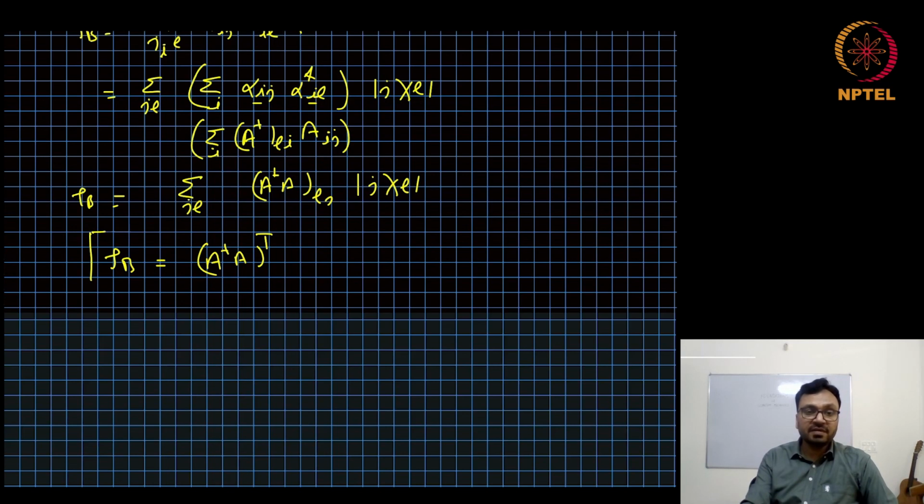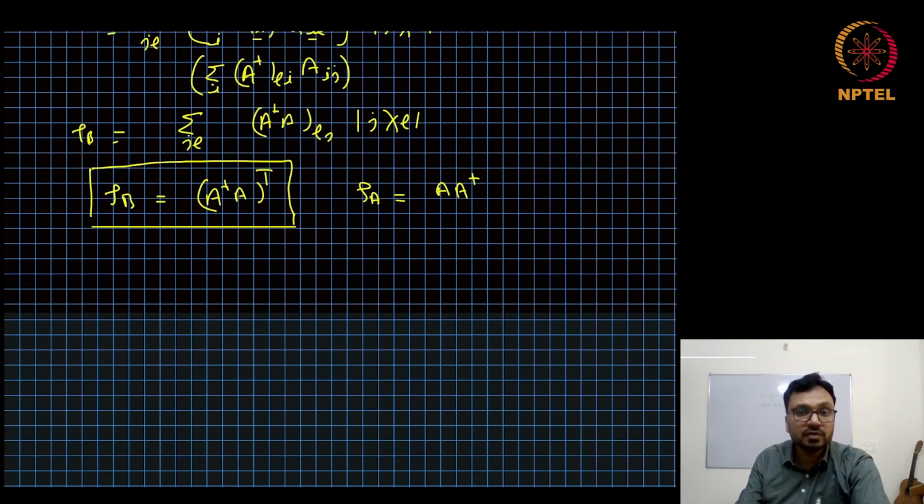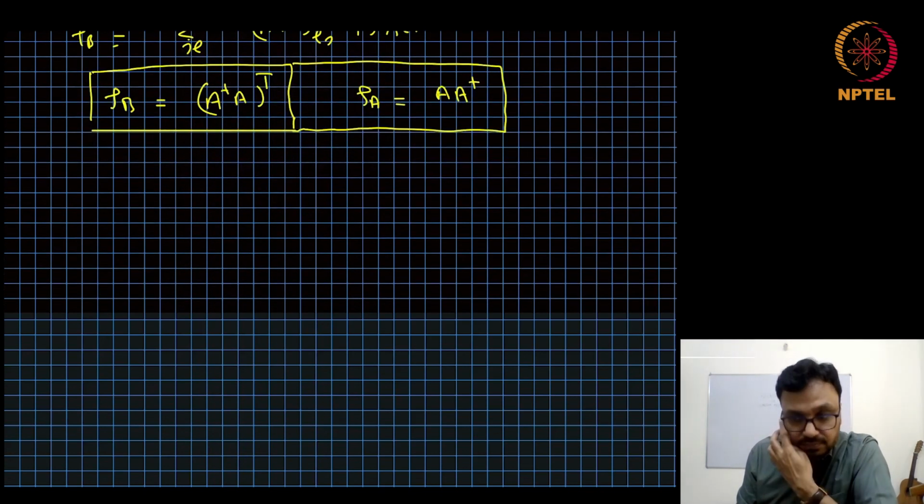So if we have a coefficient matrix A, then we can calculate rho A and rho B. Rho A will be A times A dagger, and rho B will be A dagger A transpose. So in that way, we can find the reduced density matrix for a pure state very easily. Why have we started this?